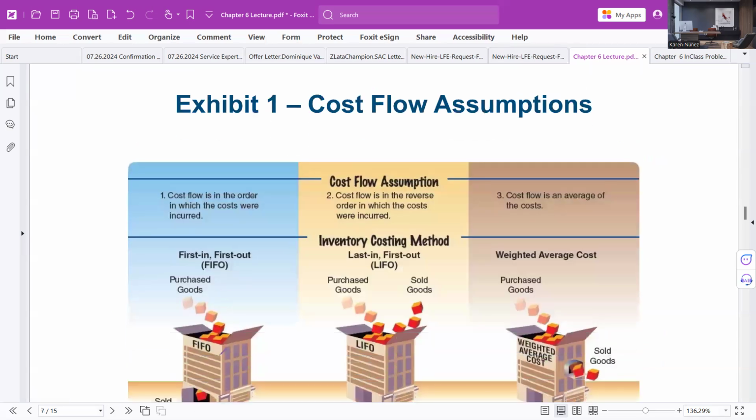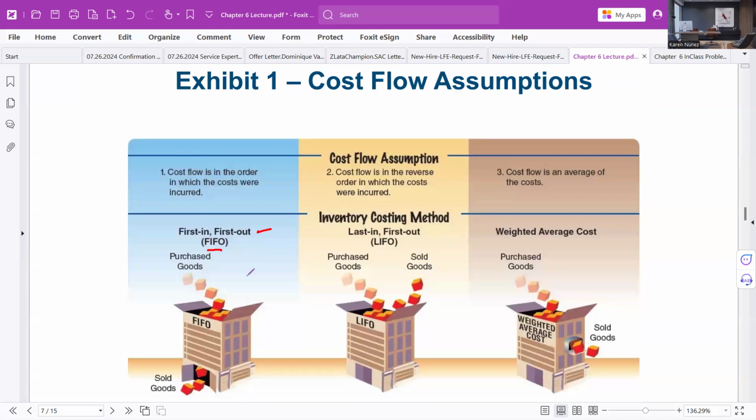So there are three assumptions that we're going to look at in this chapter. Now, there are more in practice, but in this chapter, we're only going to focus on three cost flow assumptions. The first assumption is what we call the first in, first out assumption, or better known as FIFO. That means that we assume that the first costs in to our inventory are the first costs out to cost of goods sold. And we'll look at an example in a little bit.